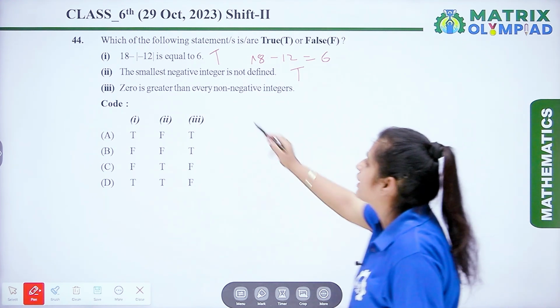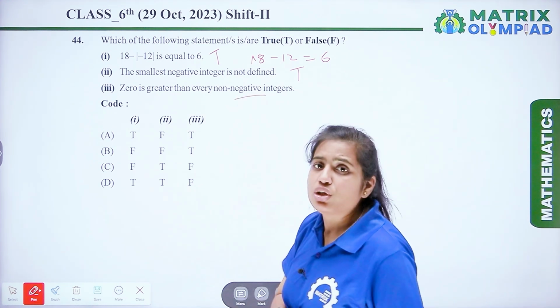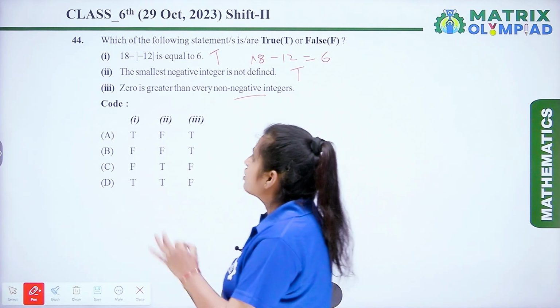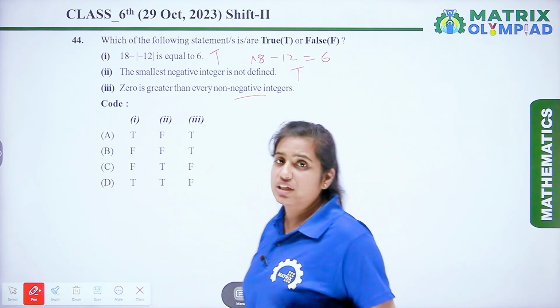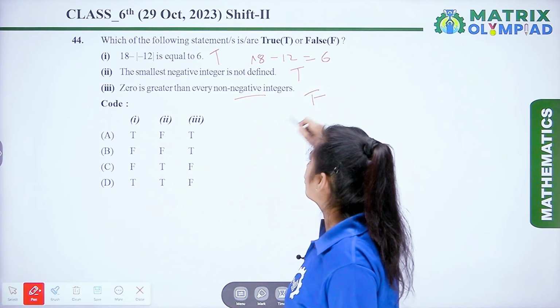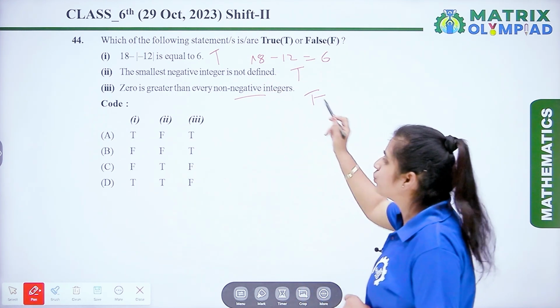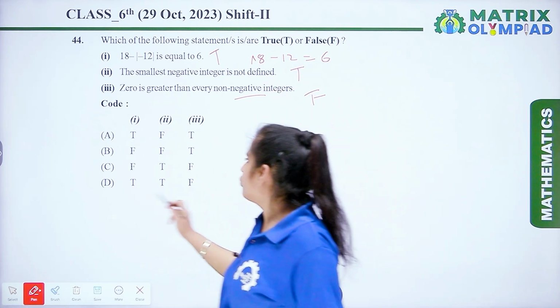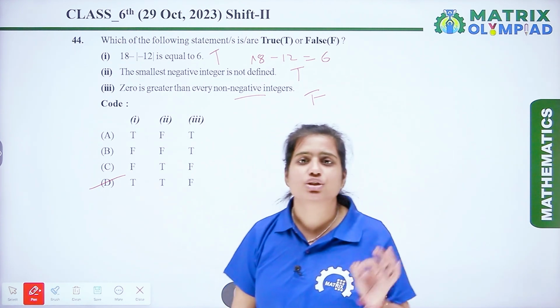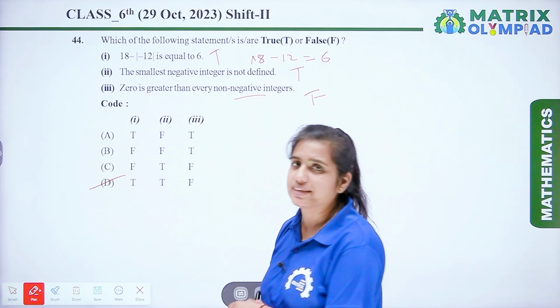Third is 0 is greater than every non-negative integer. It means non-negative means positive integer. So here 0 is not greater than positive integer. This statement is false. So the sequence is true, true and false. Here true, true, false is in the D option. So D option is the correct answer.